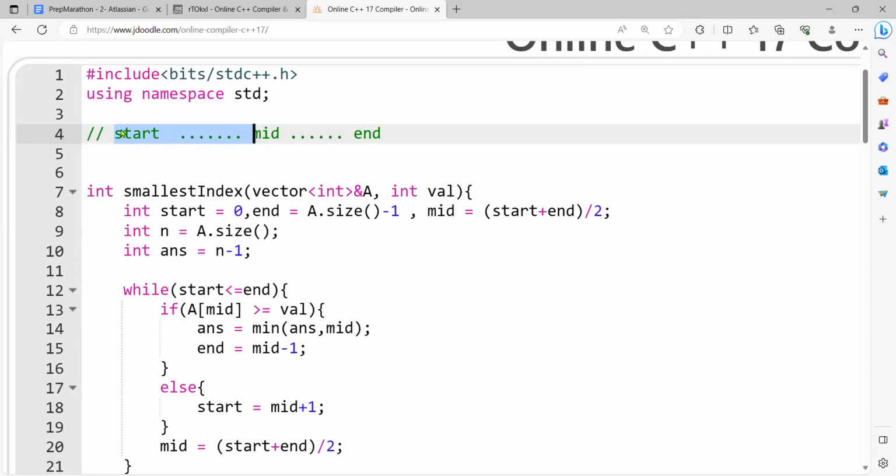Okay. So that's why I'm updating my endpoint, because I am searching for a smaller index if possible. I have considered the current mid value. Okay.